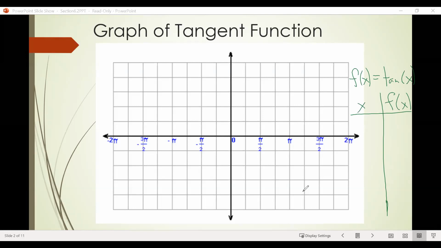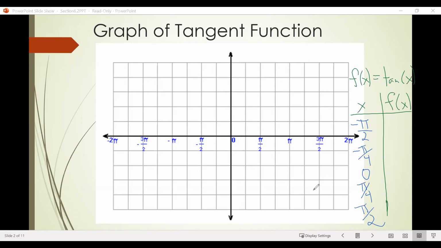I'm going to plug in some values from the unit circle and follow what's in my graph here. So I'm going to do negative pi over 2, negative pi over 4, 0, pi over 4, and pi over 2. We're going to look at that and see what we get.